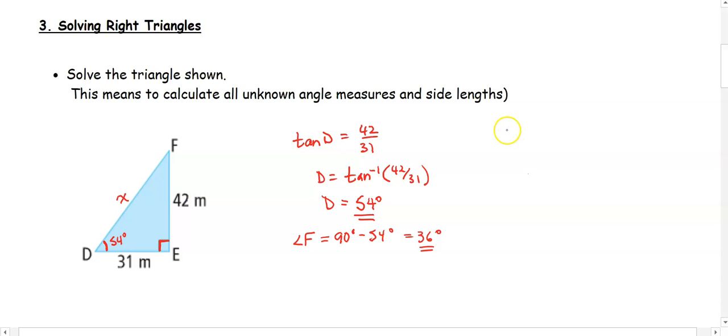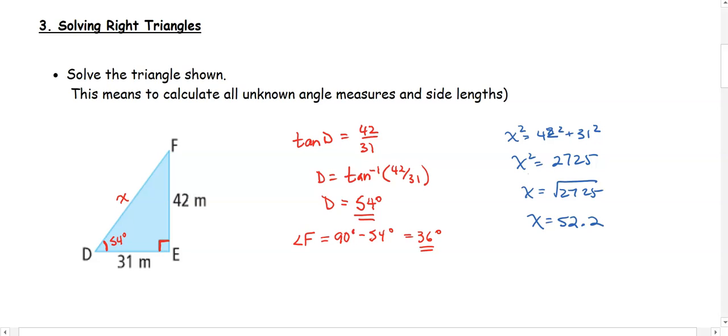So if I was to use the Pythagorean theorem, it would be x squared equals 42 squared plus 31 squared. I would take my 42 squared plus 31 squared, and I would get x squared equals 2,725. Therefore, x is the square root of 2,725. I type that on my calculator, and I get approximately 52.2.